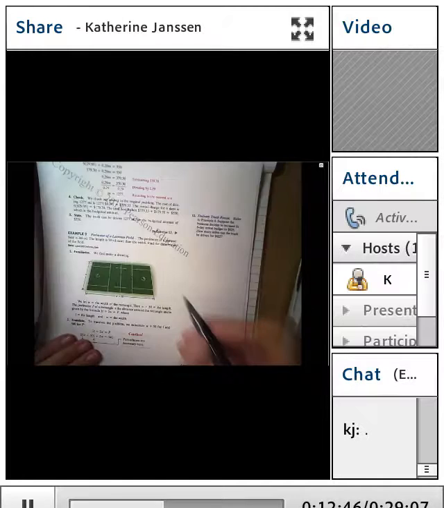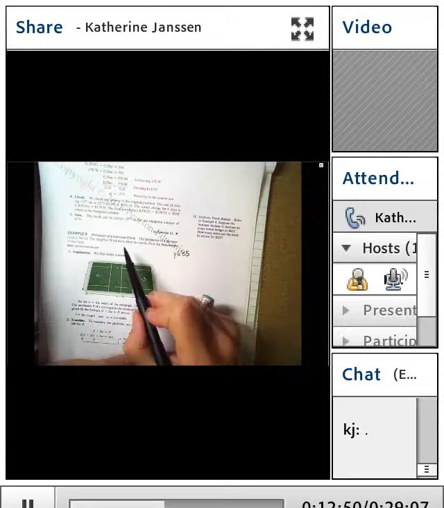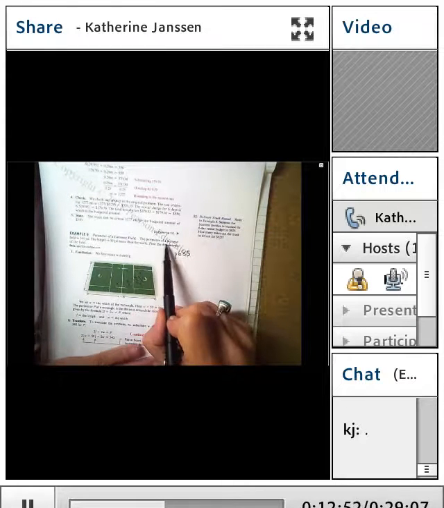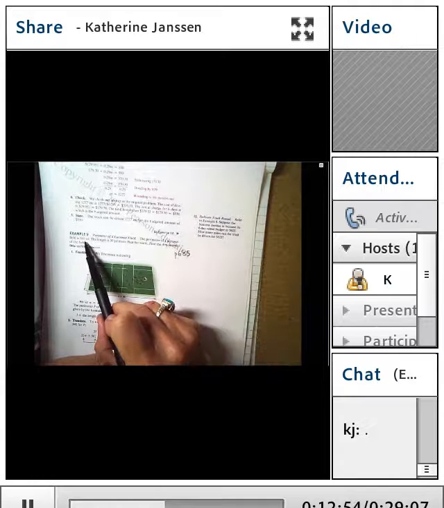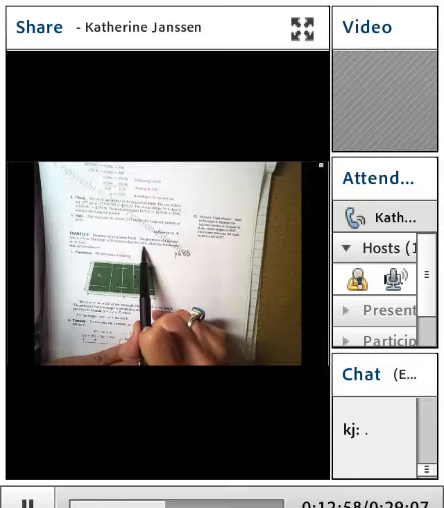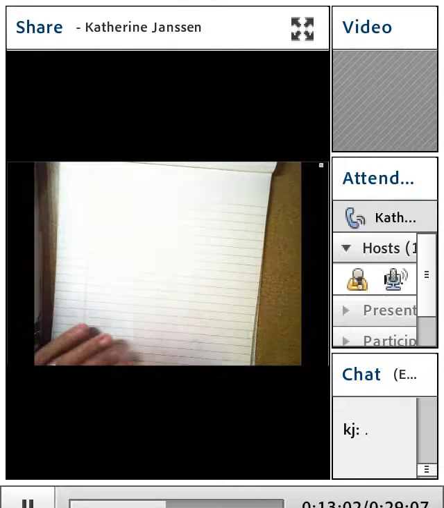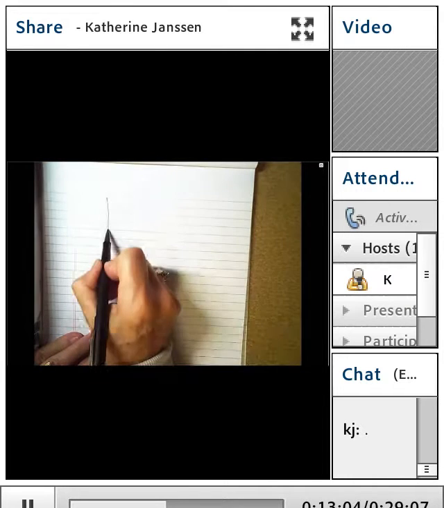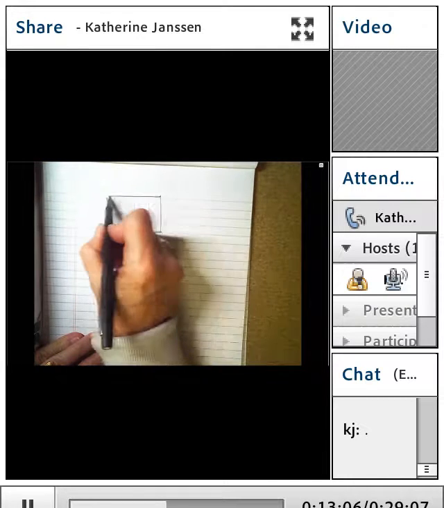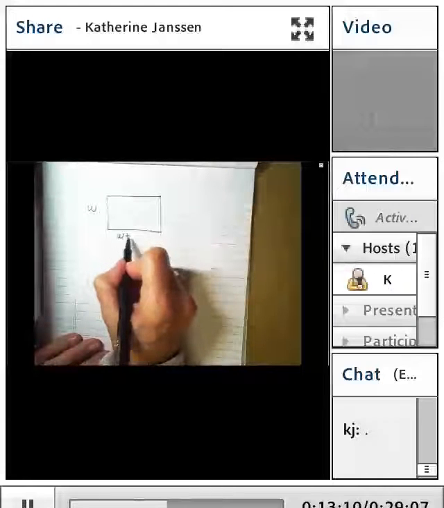This is on page 685. Perimeter. The perimeter of a lacrosse field is 340 yards. The length is 50 yards more than the width. Find the dimensions of the field. So we'll sketch our diagram. If this is the width, the length is 50 yards more.